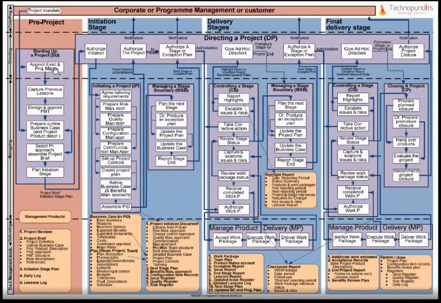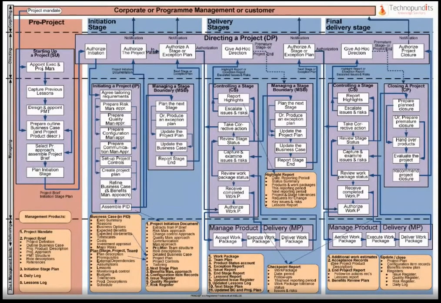So in the first process, they send you the executive and the project manager, and then the project manager takes over. There are certain activities that the project manager will take over, which are capture previous lessons, design and appoint the entire project management team, prepare the outline business case and the project product description, select the project approach and assemble the project brief, and plan the initiation stage.